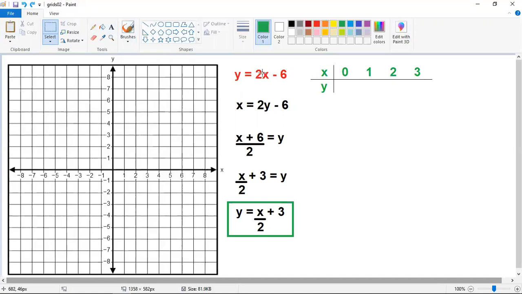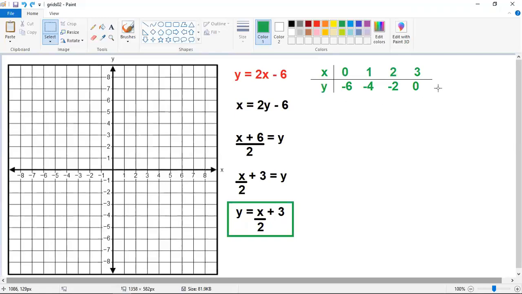When x is 0, 2 times 0 equals 0, minus 6, you're getting a minus 6. When x is 1, 2 times 1 is 2, minus 6 is minus 4. When x is 2, that becomes a 4, minus 6 is minus 2. When x is 3, that's a 6, minus 6 is a 0. So you're getting a minus 6, minus 4, minus 2, and 0.